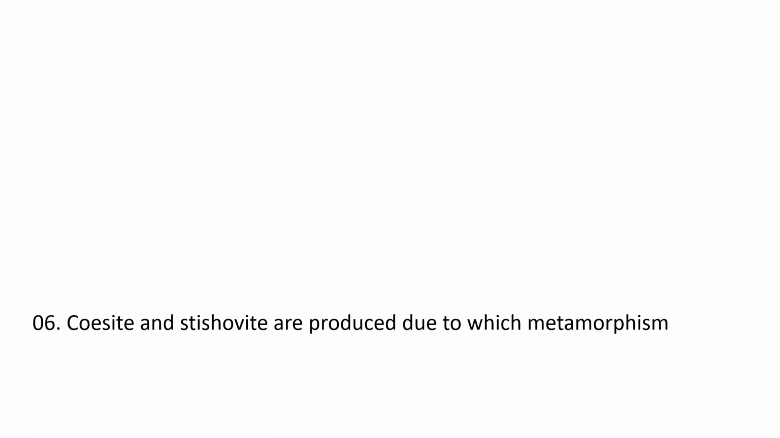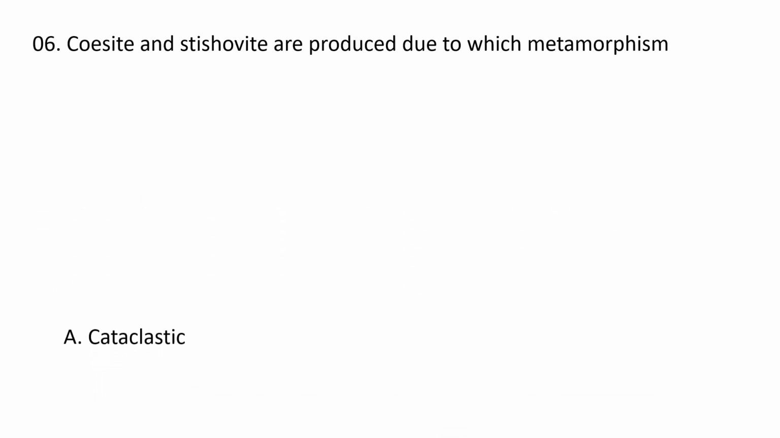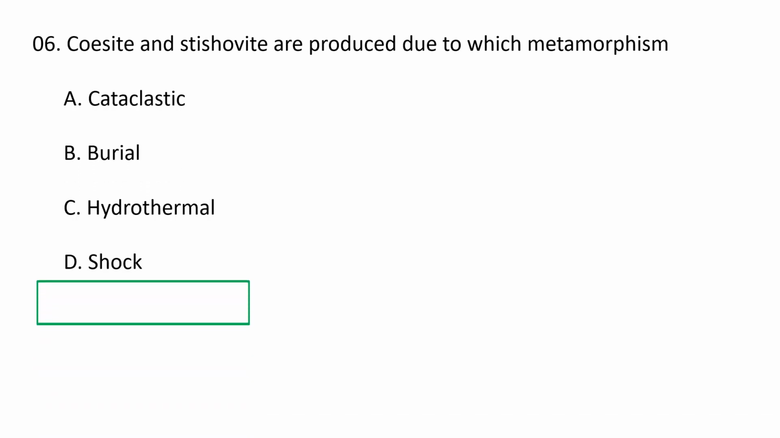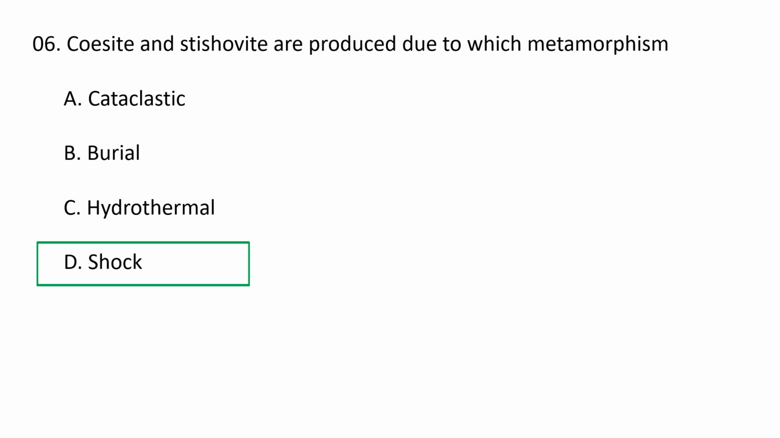Next question. Coesite and stishovite are produced due to which metamorphism? A. Cataclastic, B. Burial, C. Hydrothermal, D. Shock. Coesite and stishovite are produced due to impact or shock metamorphism. So D is the correct option.